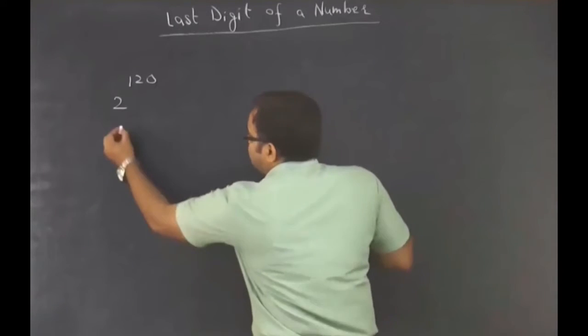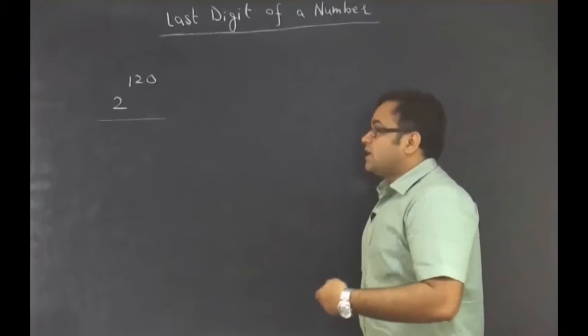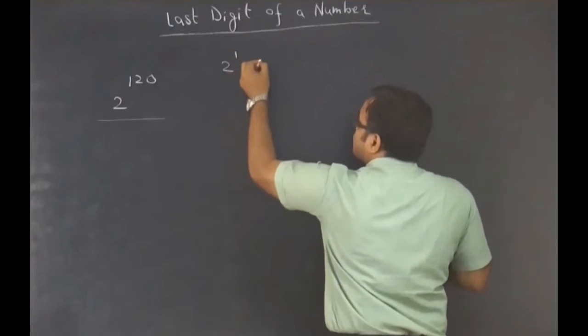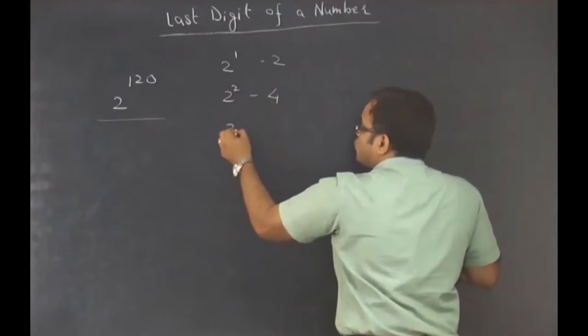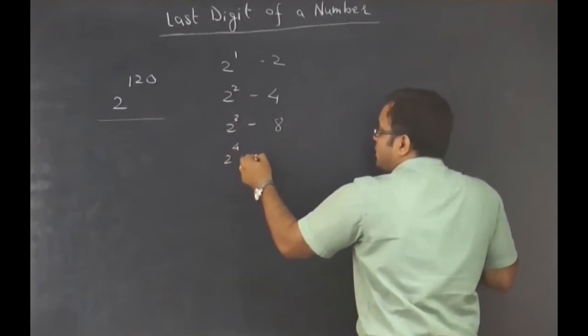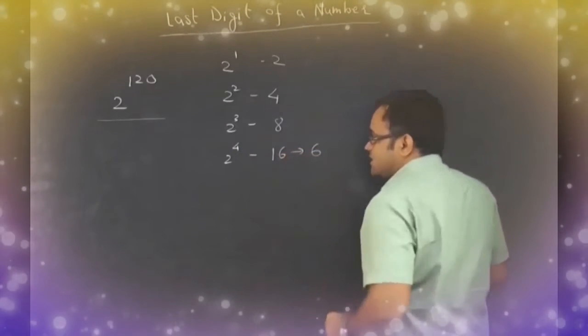Let us say, if I am looking at 2 to the power 120, let us start from smaller powers and then see if we are able to find a general pattern. 2 to the power 1 is 2, 2 square is 4, 2 cube is 8, 2 to the power 4 will be 16, which means that the last digit is 6.